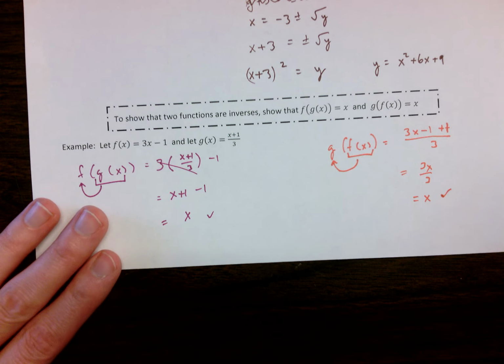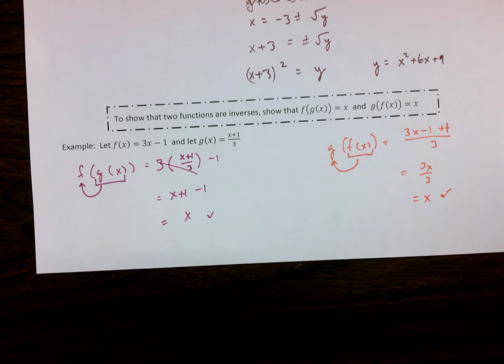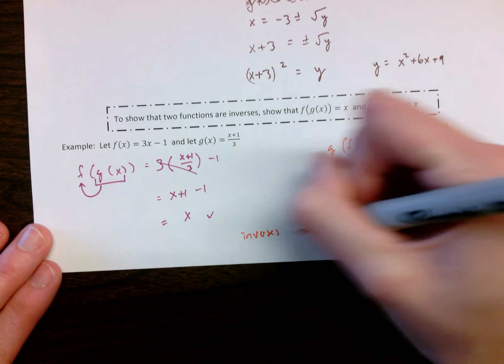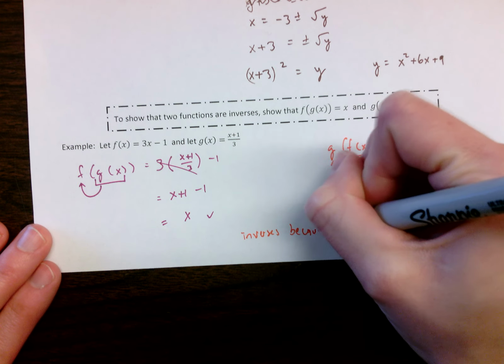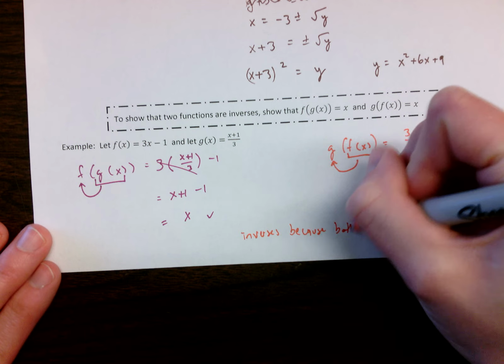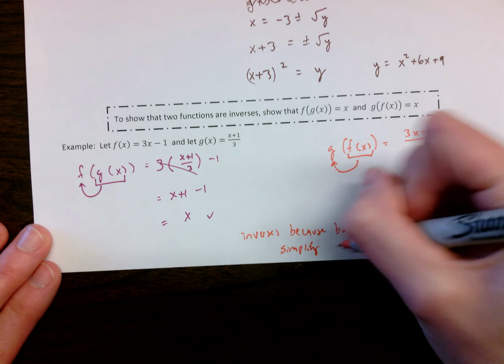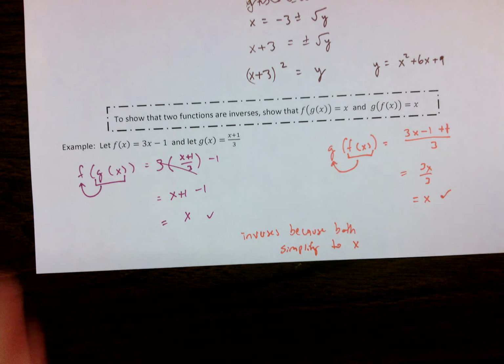So that also works. Okay, and therefore, we can decide that these two are inverses because it works in both directions. Okay, so they're inverses because both are true. Or actually both simplify to x, I guess. Okay, so if one of them didn't, then they wouldn't be inverses. It has to work both ways.